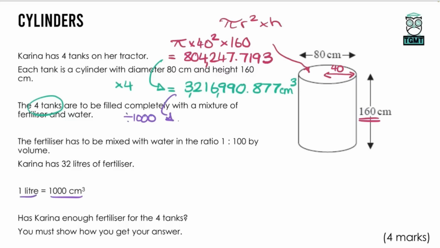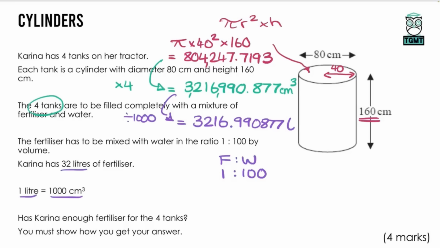So here in litres now, the 4 tanks is 3,216.990877, and that's now in litres. So that's how much space is in those 4 tanks. We just now need to work out exactly how much space we actually need. So the fertiliser is to be mixed with water in the ratio 1 to 100. So the fertiliser to the water is 1 to 100.